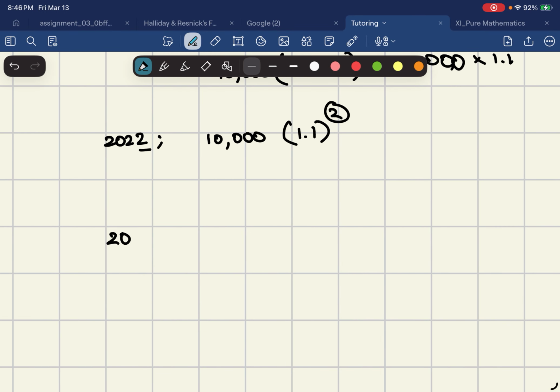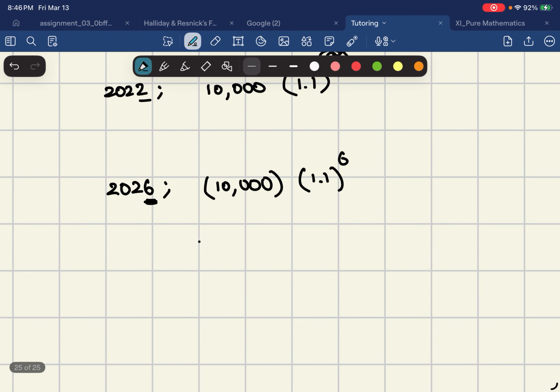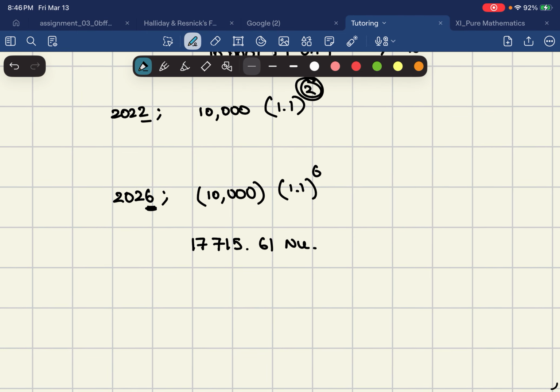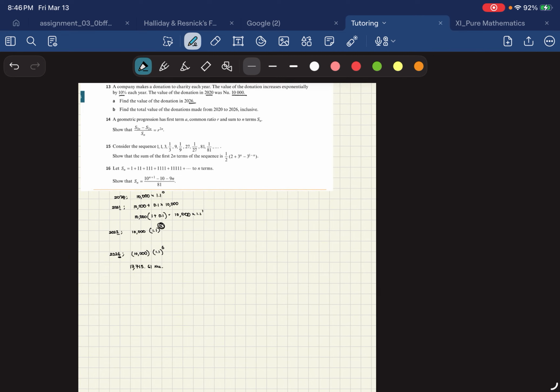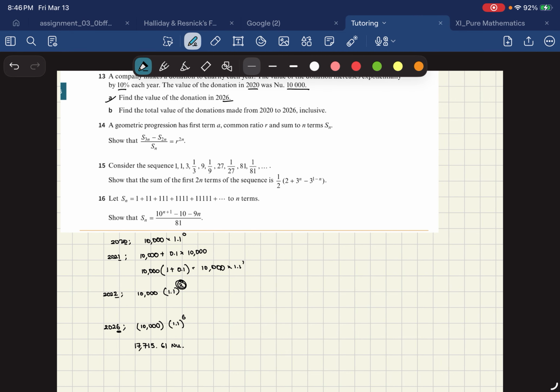Because in 2026, the value of the donation is just going to be 10,000 times 1.1, and the number here is going to be 6. It's going to follow suit. So if you calculate it out, 10,000 times 1.1 to the power 6, the value of the donation is going to be 17,715 and 61 chetrum, I believe. I'm not sure how chetrums work, but that is your answer. All right. So that is the value of the donation.